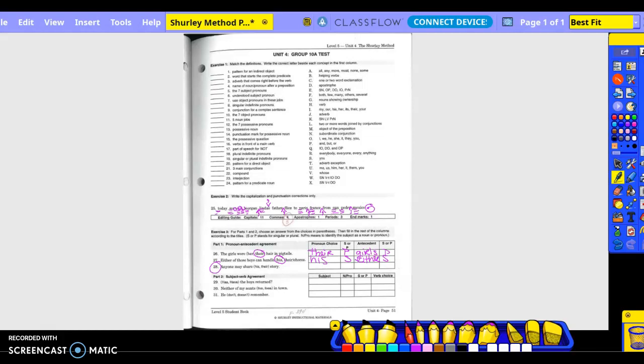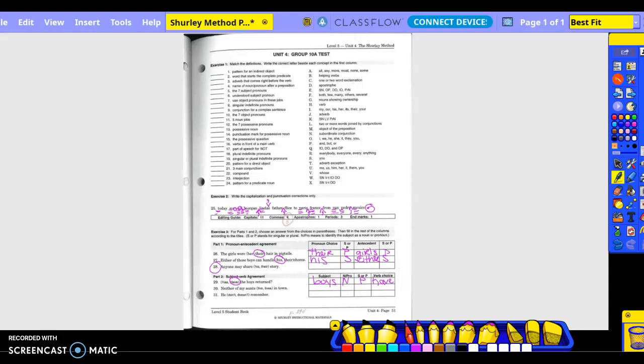Okay, part 2, subject verb agreement. Have the boys return. Okay, so we chose have. Subject was boys. Is that a noun or a pronoun? Noun, and we picked have because boys was plural.